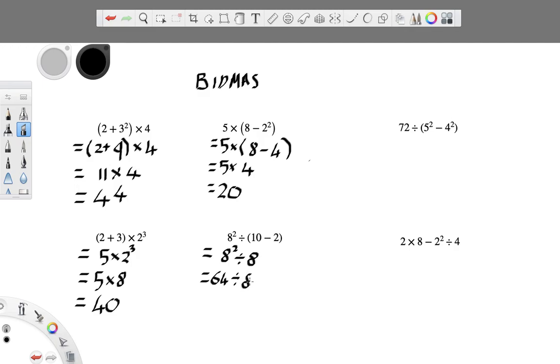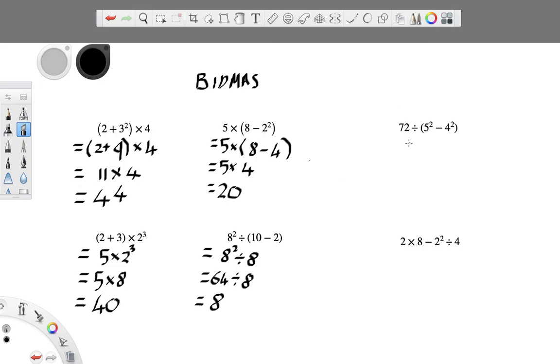So that is 64 divided by 8. So we'll just solve that indices part. Move to the next part, which is division. Have we got division? We do. 64 divided by 8, which is of course 8. So that question is now complete.